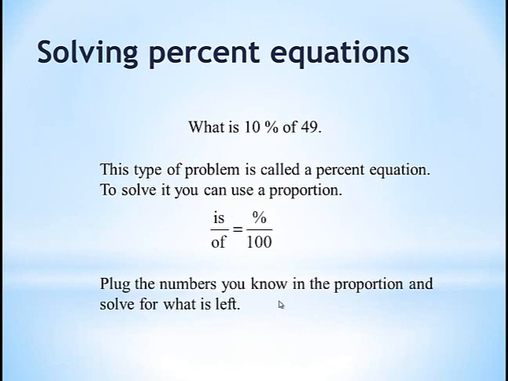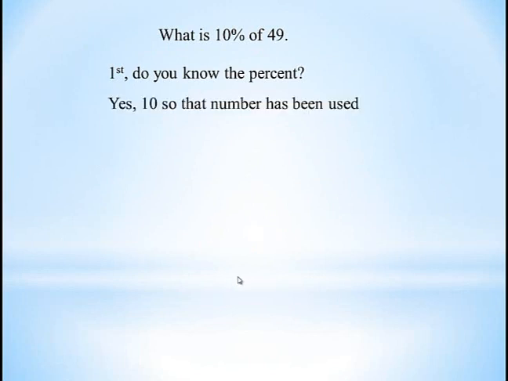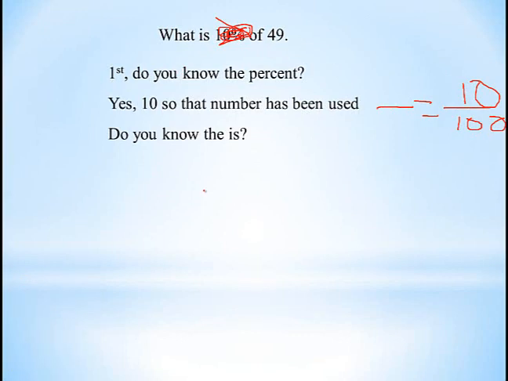So let's take a look at my 10% of 49. The first thing I like to look for is a percent. Do I have a percent in my problem? Yes, it's 10%. So I know that when I set up my proportion, which looks like this, my 10 goes here. Now that number's been used, so I'm going to go ahead and scratch that out so that I know I can't use it again.